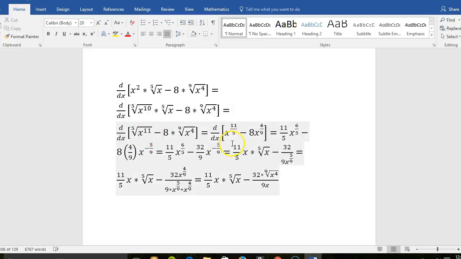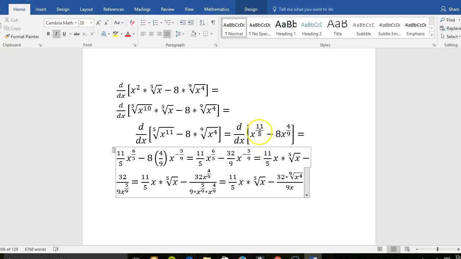But now here's the deal. Let's get out of radical form and go to exponent form. Remember, the fifth root of x to the 11th is x to the 11/5. And the ninth root of x to the 4th is x to the 4/9. So we're doing d by dx of all that. And now finally we can go in and execute this derivative.